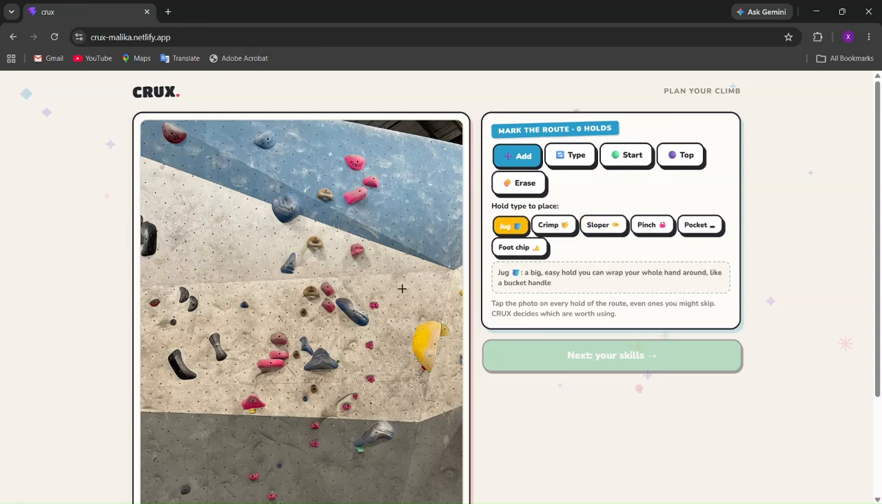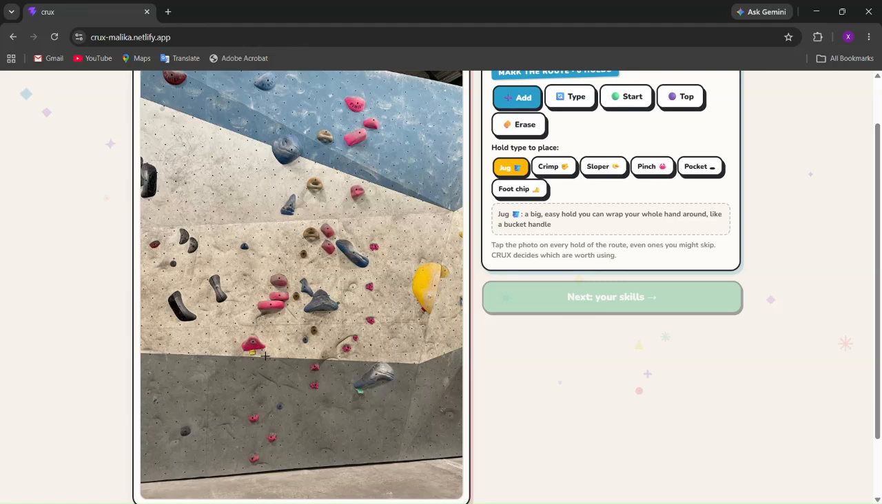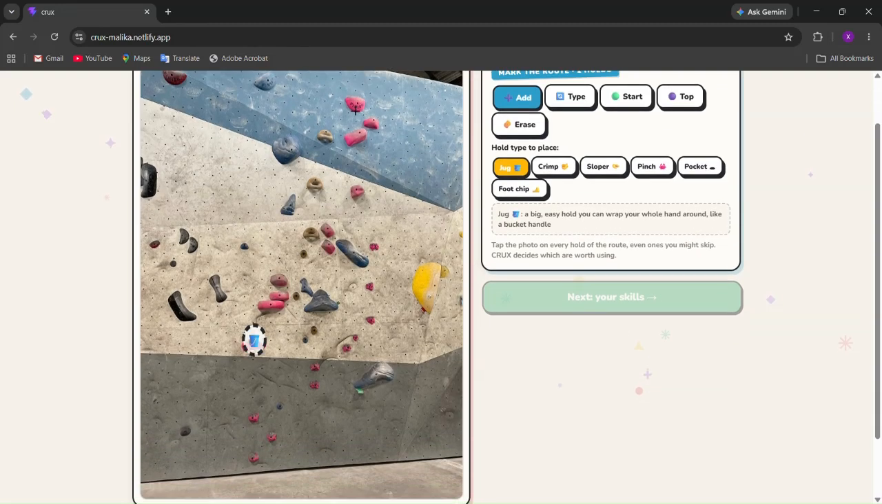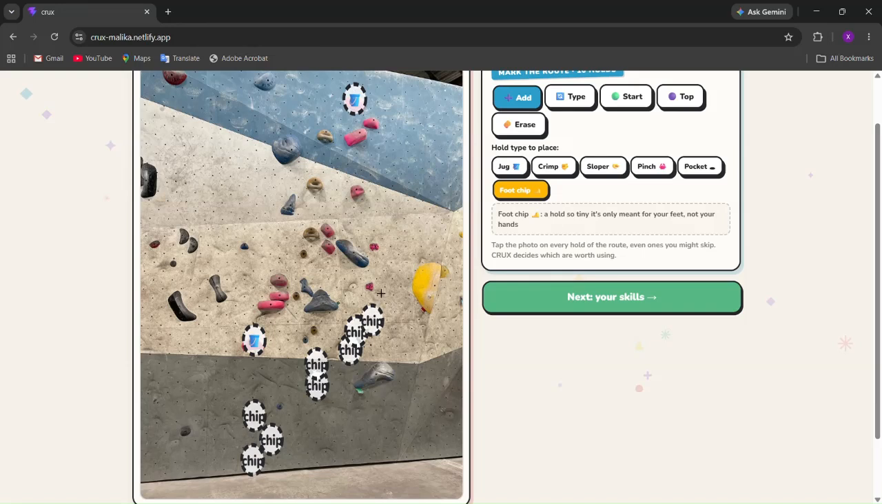And then this yellow thing on the hold shows that this is the start, and then this is the finish, so this is the top. So we can just define the different holds like this. This is a sloper, which means that you could just use your hand and push it on it.